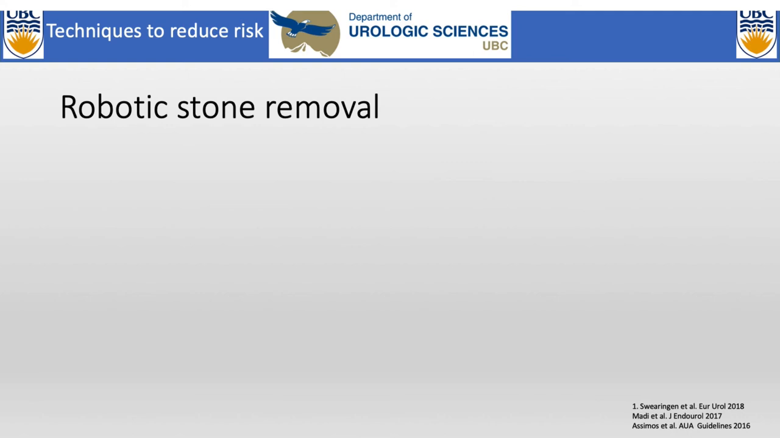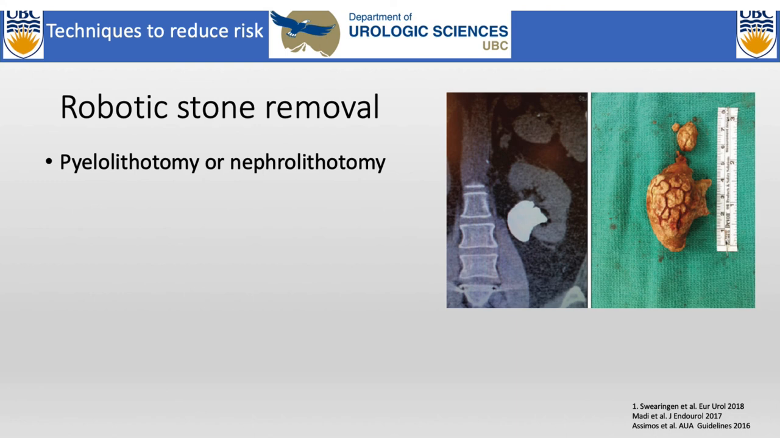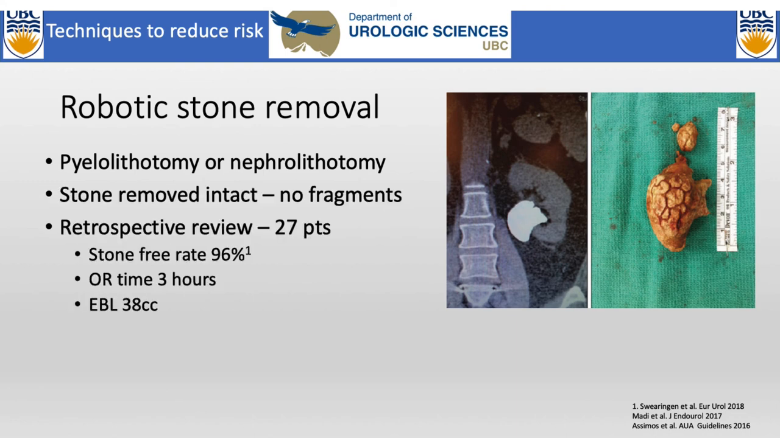For large stones, rather than doing a big PCNL, why not just cut the patient open and take the stone out as a whole piece? We have robots, so we might as well use them. So there was a study, 27 patients, retrospective, looking at stones. I think the average stone was about 2.8 centimeters. And they either performed pyelolithotomy or nephrolithotomy, and then reconstructed afterwards. Blood loss, very low. OR time, not too bad. And good outcomes overall, and the patients just end up with a small extraction port site along with their regular robotic port sites. So another option.